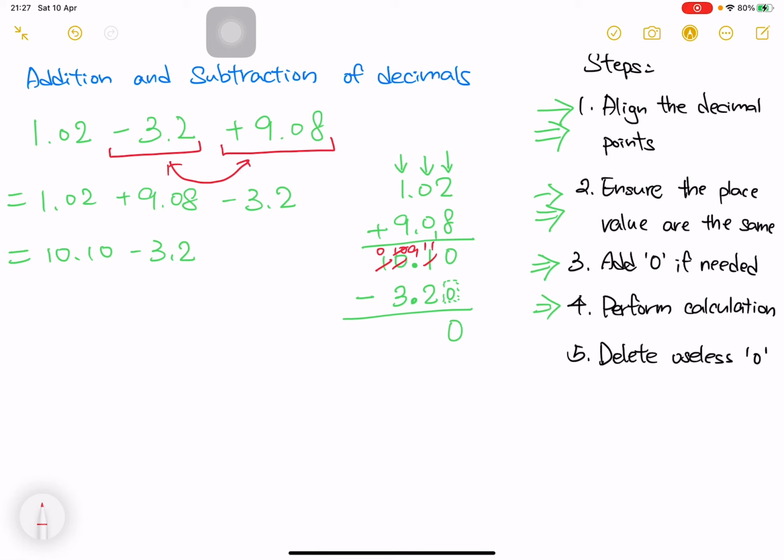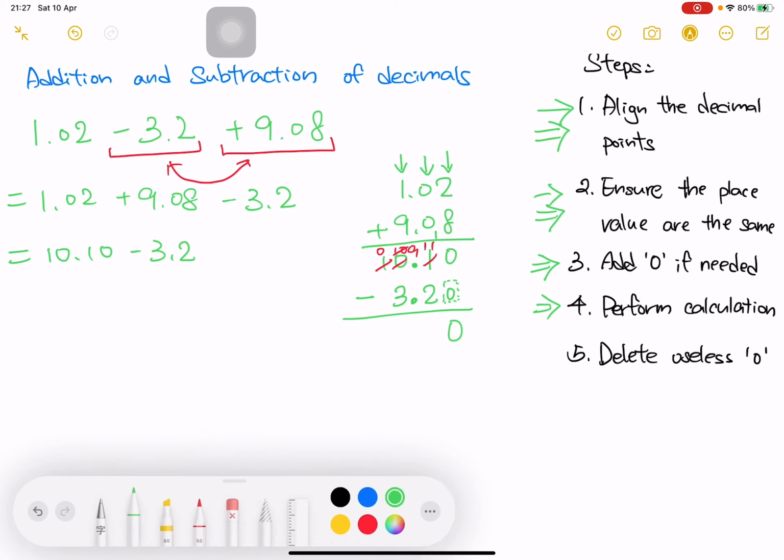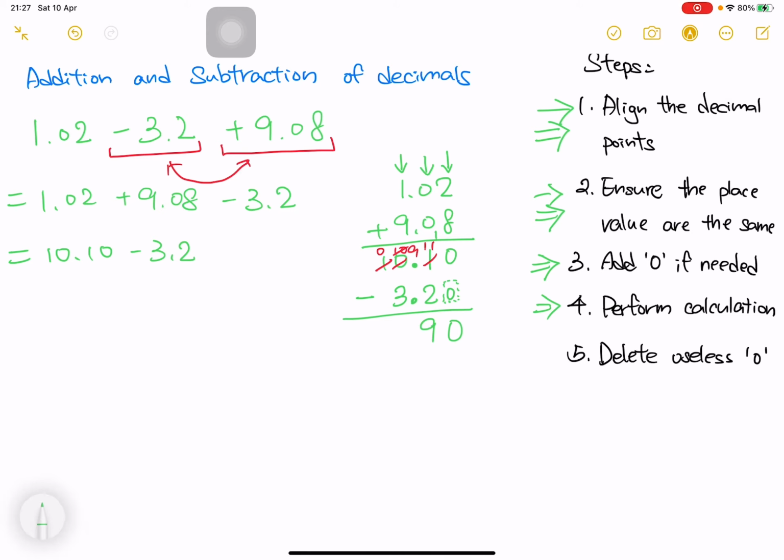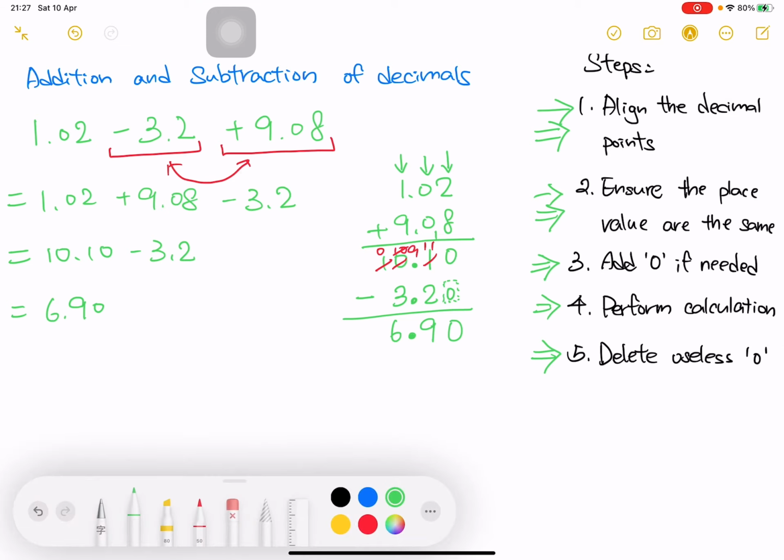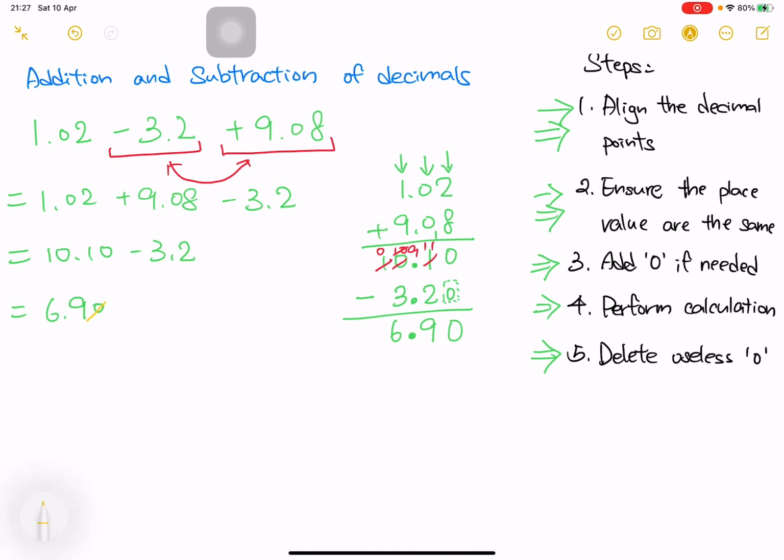Alright, make sure that the above number is bigger than the below one, then you can do your calculation. 10 minus 2 is 8, and then the decimal point, make sure that you keep it. 9 minus 3 is 6, so the answer you get is 6.90. Finally, because I need to give it as the final answer, I have to delete the useless 0. So the final answer will become 6.9. That is how we deal with the addition and subtraction of decimal questions.